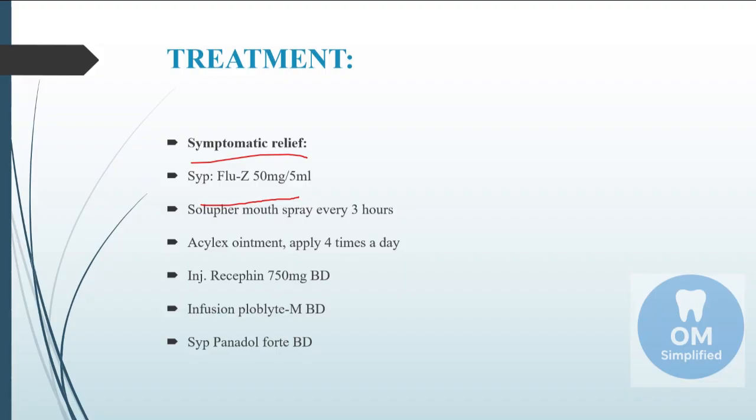Then for local relief, we used a mouth spray. For the topical antiviral, we used SLX ointment four times a day. Then we also used a broad spectrum antibiotic because there were open ulcers which were prone to contamination. We gave the patient infusions of plobide because we needed to hydrate the patient. We also gave him Panadol or paracetamol for the pain and fever.